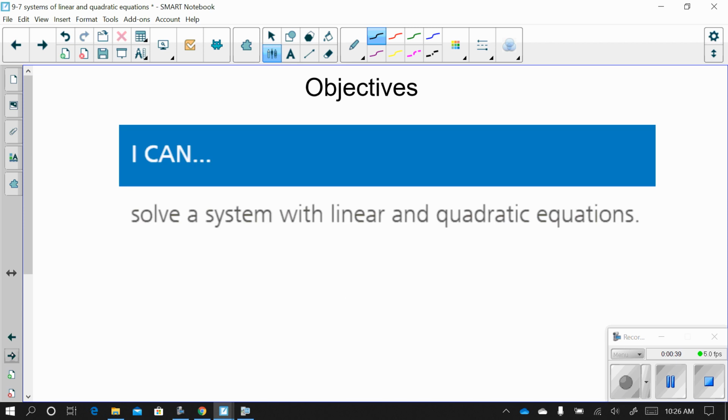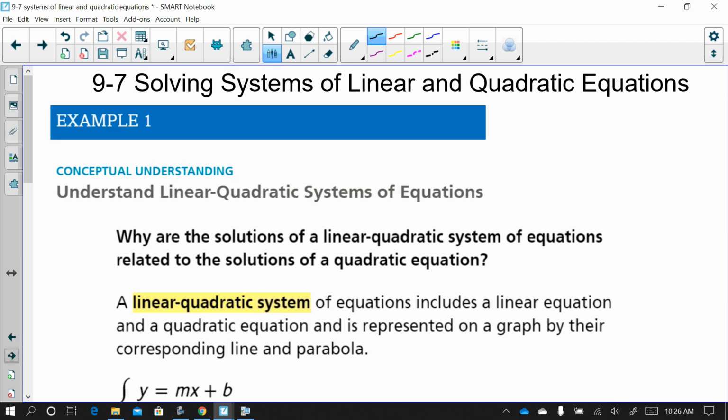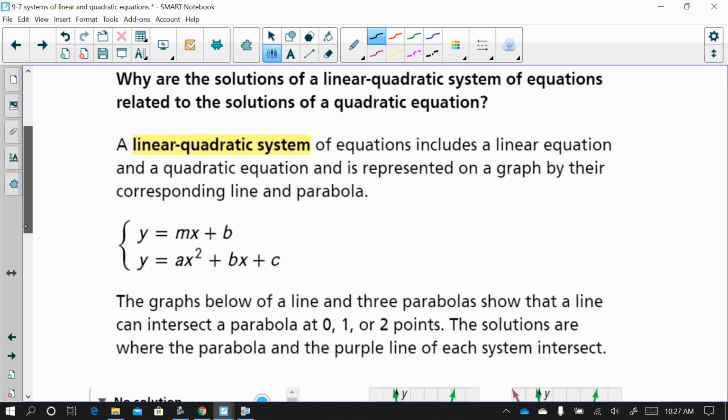Objectives for today, we're going to solve a system with linear and quadratic equations. Okay, so this is 9-7. We are solving systems of linear and quadratic equations. So here we go. Why are the solutions of a linear quadratic system of equations related to the solutions of a quadratic equation? So the first thing you're probably wondering is, what is a linear quadratic system?